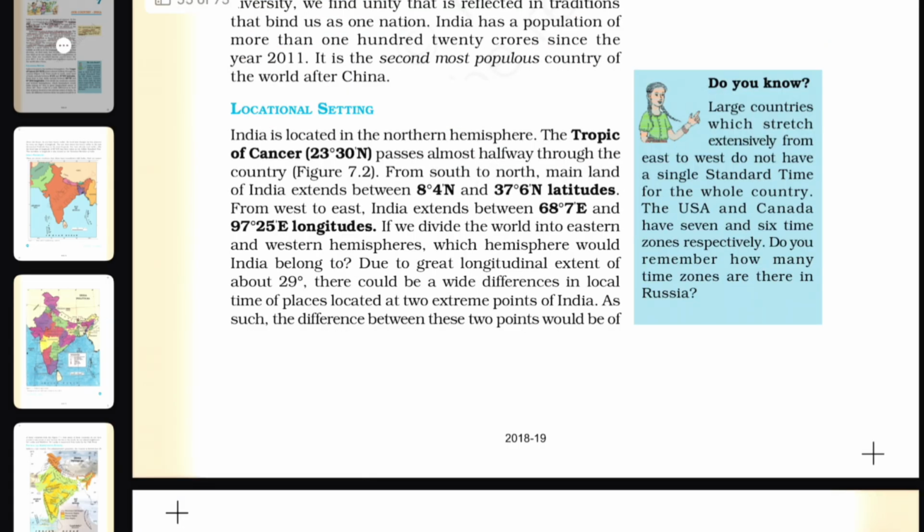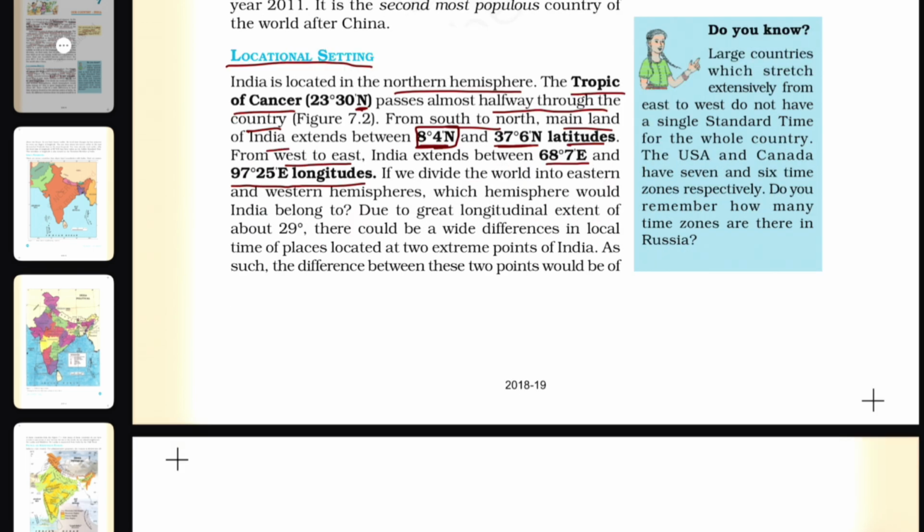Okay, next one is our location setting. So India is located in the northern hemisphere. The Tropic of Cancer, that is 23 degrees 30 minutes north, passes almost halfway through the country. Okay, from south to north, mainland India extends between 8 degrees 4 minutes north and 37 degrees 6 minutes north latitudes. From east to west, India extends between 68 degrees 7 minutes east and 97 degrees 25 minutes east longitude. If you see the map, you will get to know more about these figures.